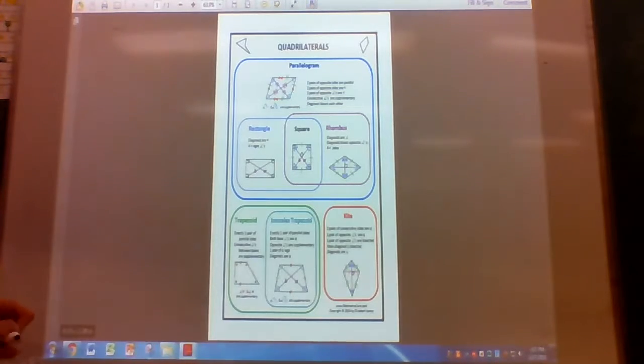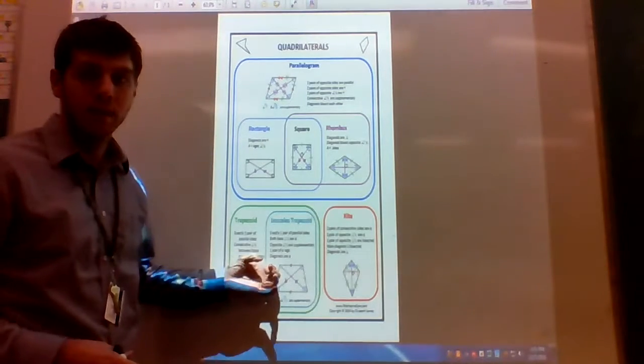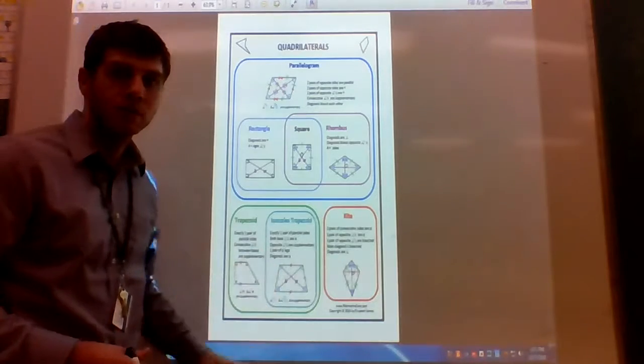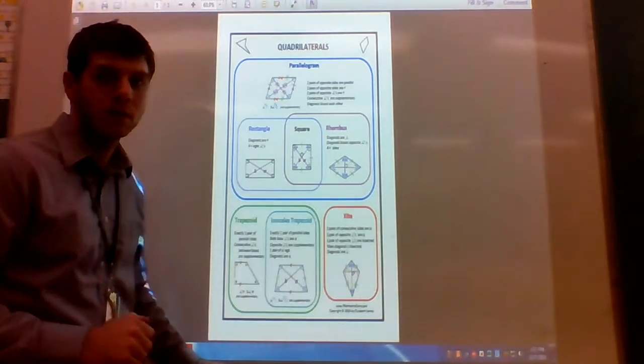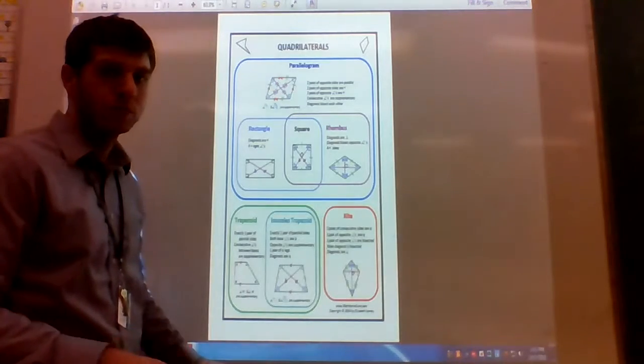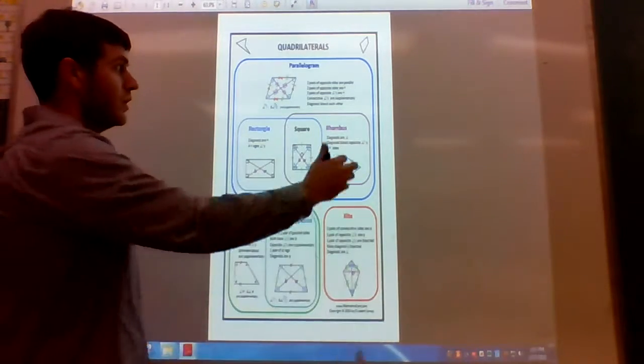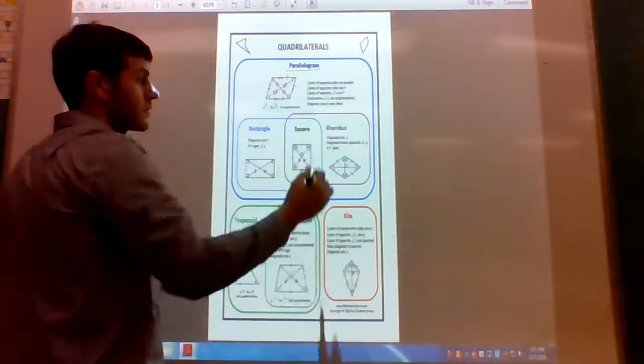So first thing you should notice is that it's a Venn diagram. I have it zoomed out just so we can still see the whole thing. We're going to zoom in on specific pieces going forward, but let's look at the overview first. So up here we have parallelograms.